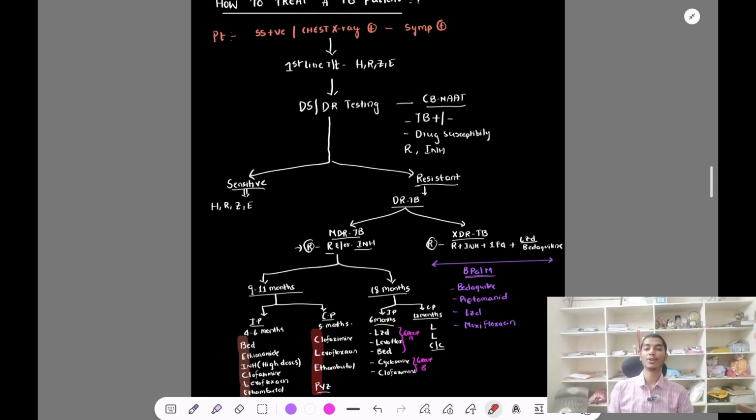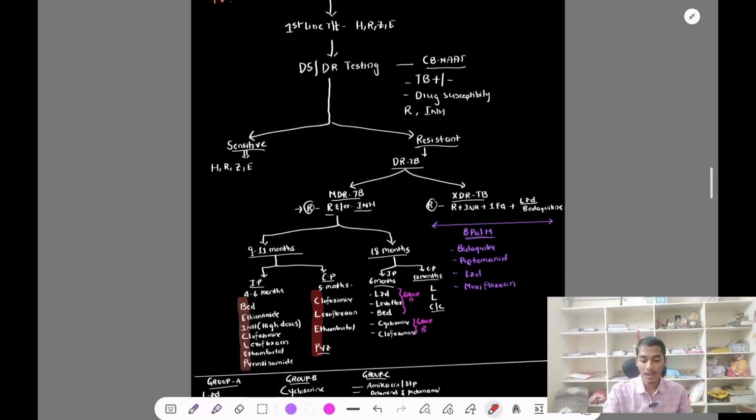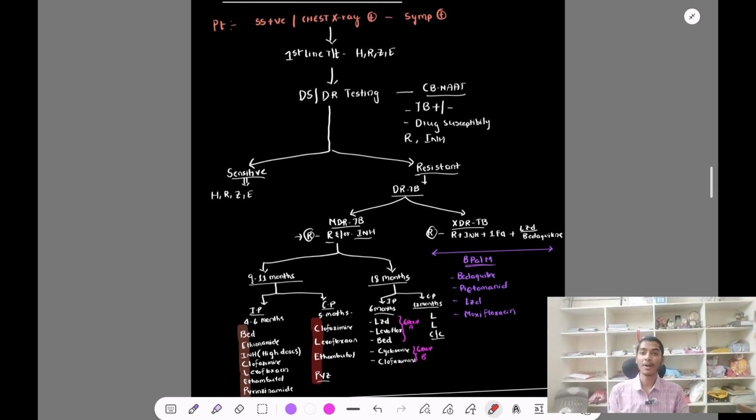So first you need to go with the first line therapy, drug susceptibility: susceptible, resistant, multi-drug resistant, extensively drug resistant. For the 9 to 11 month regimen, there are 4 to 6 months of intensive phase and 5 months of continuation phase. For the 18 month regimen, 6 months of intensive phase and 12 months of continuation phase. And for extensively drug resistant TB we have the BPaLM regimen. So this is the overview of treatment of tuberculosis.